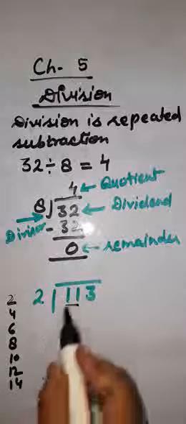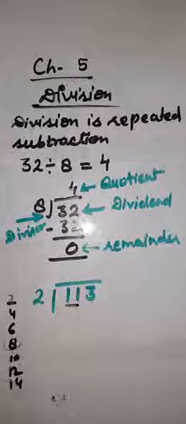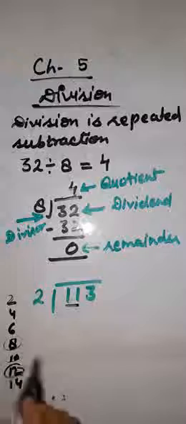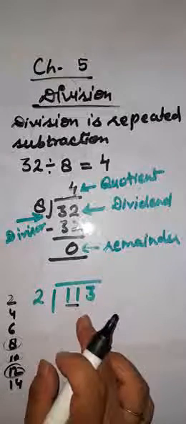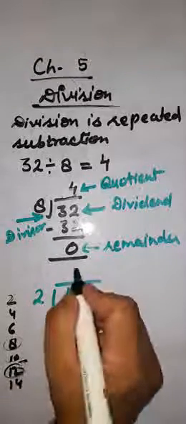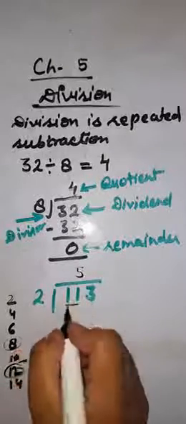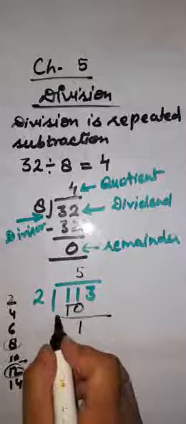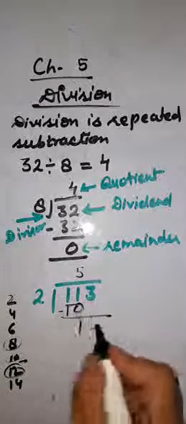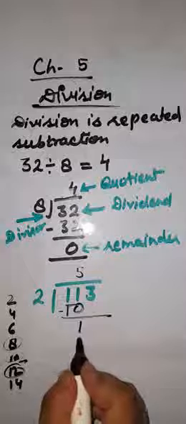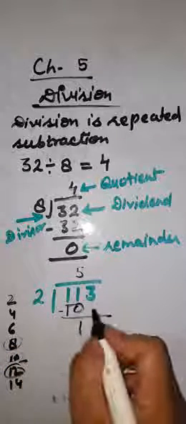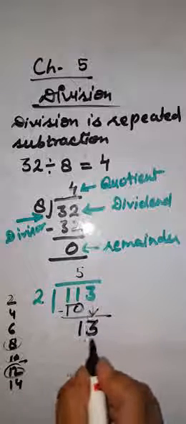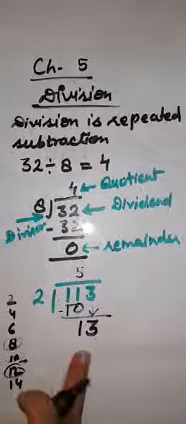Now look here, 10 and 8. 8 is much smaller than 11, 10 is near to 11, and 12 is bigger than 11. So we will write 10 here, 2 5s are 10. Now subtract it. 1 minus 0, 1. 1 minus 1, 0. Now bring down 3. Here we have 1, and 1 is smaller than 2, we can't divide, so bring down 3. Now read this number, it is 13.